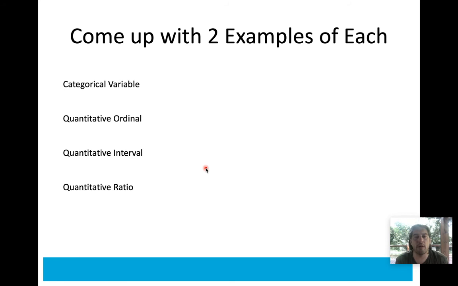So maybe a good practice would be to go ahead and pause here for a minute and just see if you can come up with two examples of each of our four types of variables: categorical, quantitative ordinal, quantitative interval, quantitative ratio. Rack your brain for a minute, come up with two examples of each that we haven't discussed. And if you have some friends in the class, maybe share your examples with them, maybe double check your examples, Google to see what they are, just to get you thinking about how to find these out in the real world. So go ahead and press pause, do that for a minute, and then press play, and we'll move on with the lecture.